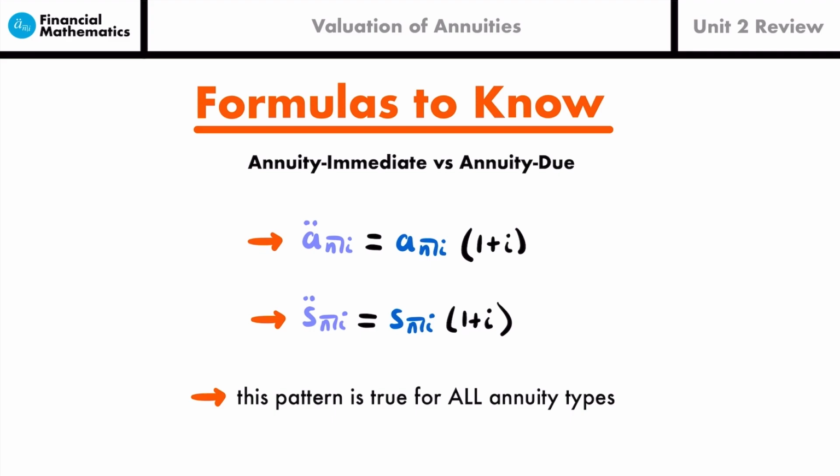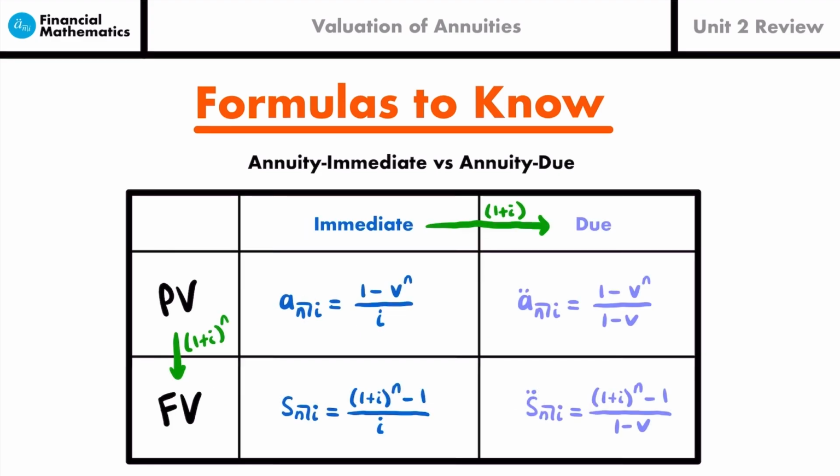But to summarize everything we talked about for annuity immediate versus annuity due, we can sort of group everything together with this chart. We have the present value formulas in this row, the future value formulas in this row, and then the annuity immediate formulas in this column, and the annuity due formulas in this column. You can get from the immediate formulas to the due formulas by multiplying by 1 plus i, and you can get from the present value formulas to the future value formulas by multiplying by 1 plus i to the power of n. Okay, so we already looked at these formulas. I'm not going to read through them again, but this chart sort of summarizes everything we know about annuity immediates versus annuity dues. But now let's move on to a different type of annuity.